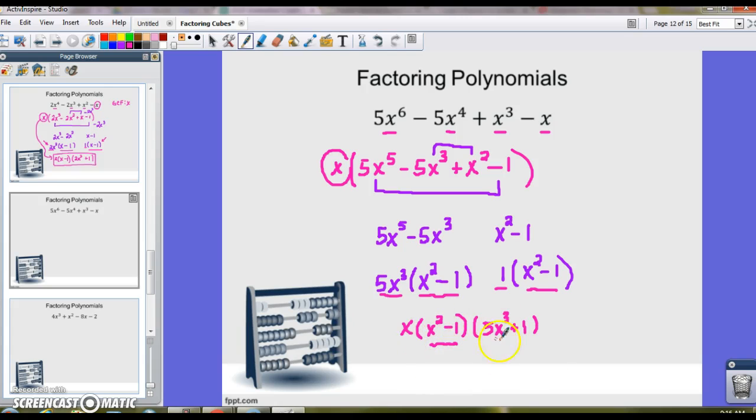Now this problem, you have to take it one step further because this is factorable. So sometimes what you're left with may be factorable, sometimes it won't. But you have to make sure that you check. X squared minus 1 factors to x plus 1 times x minus 1. So that would be your final answer.